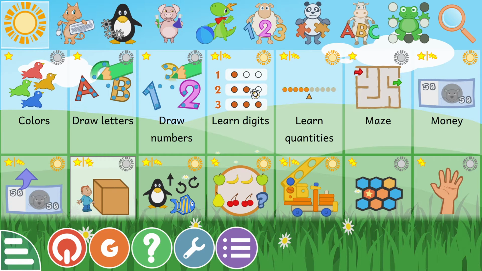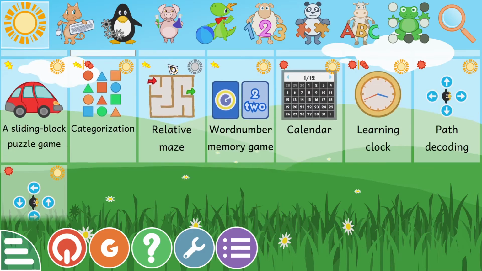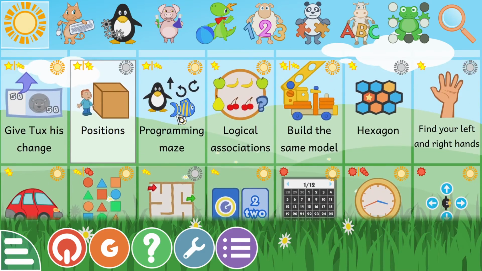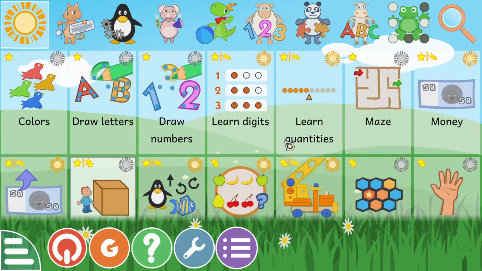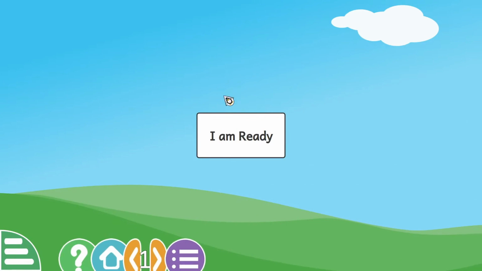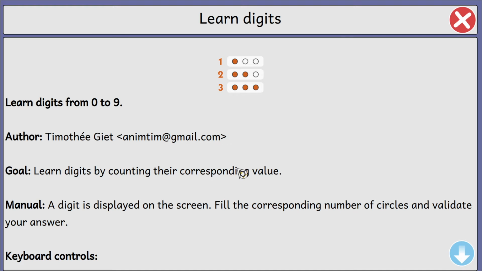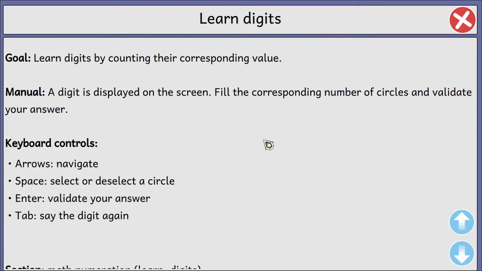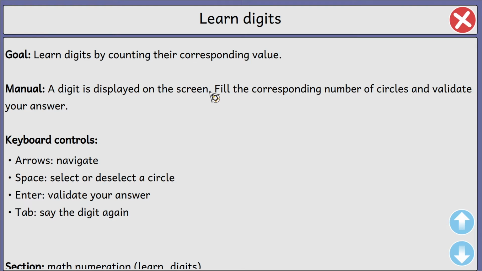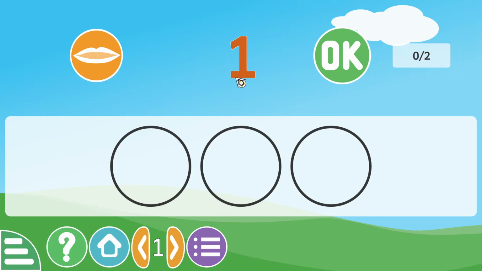I'll go into the digits one, because there's one with the programming maze that I will come back to afterwards. In this one, we're going to learn digits by counting their corresponding value. So we've got 1 as the number 1 here, just one circle, 2 with 2 of the circles filled in, and 3 with all of the circles filled in. With the digit displayed on the screen, fill the corresponding number of circles and validate my answer.